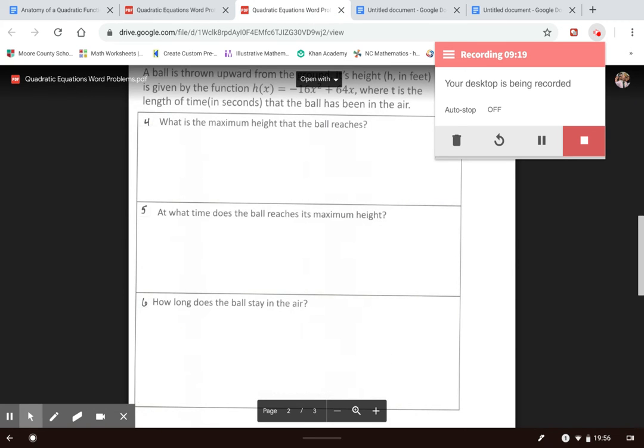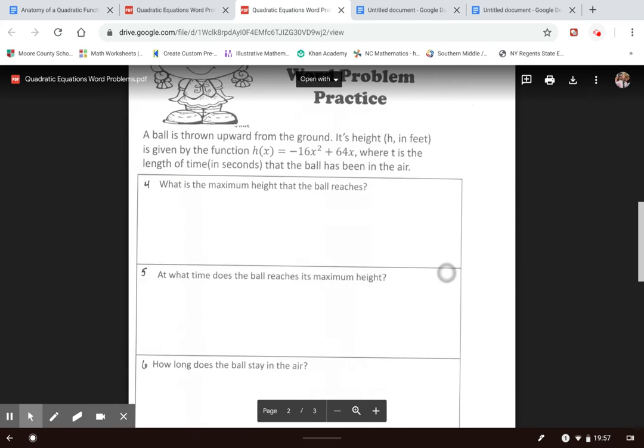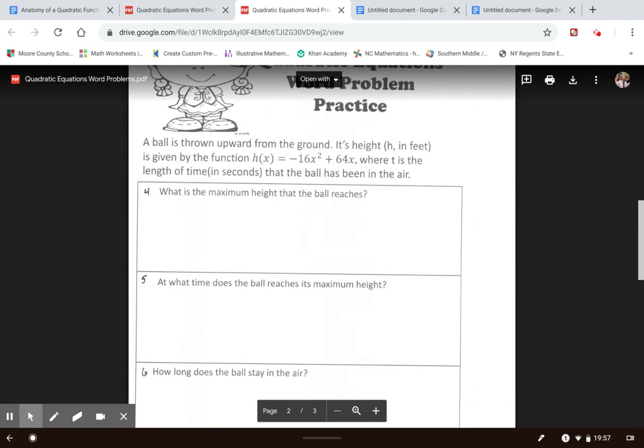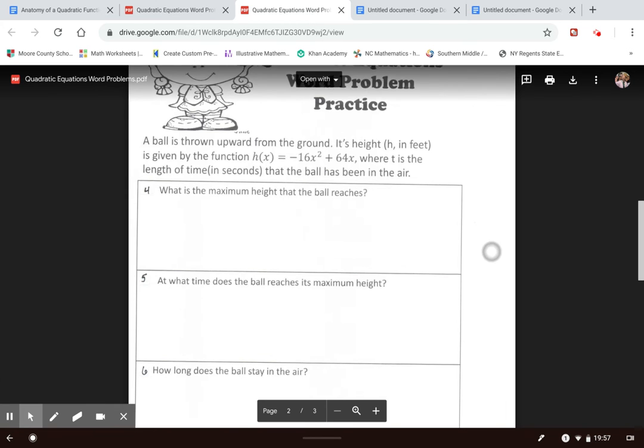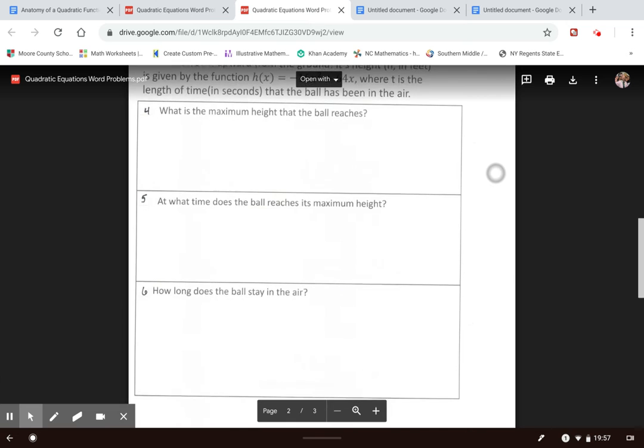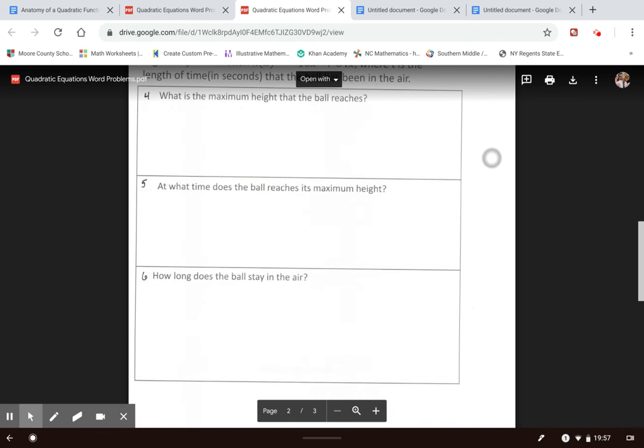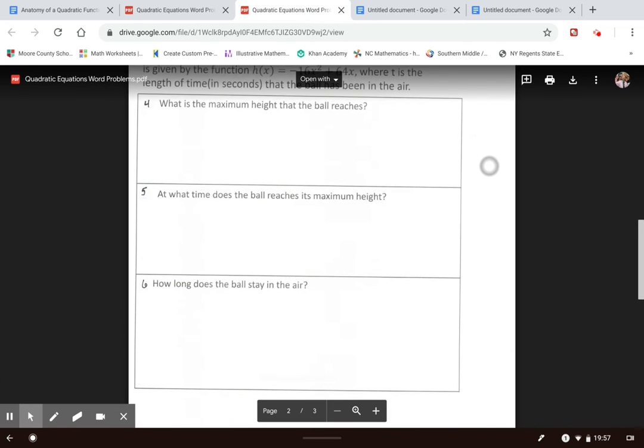Okay, so this one says, a ball is thrown upward from the ground. Its height in feet is given by the function h of x equals negative 16x squared plus 64x, where t is the length of time in seconds the ball has been in the air. Actually that should be x. So what is the maximum height the ball reaches?